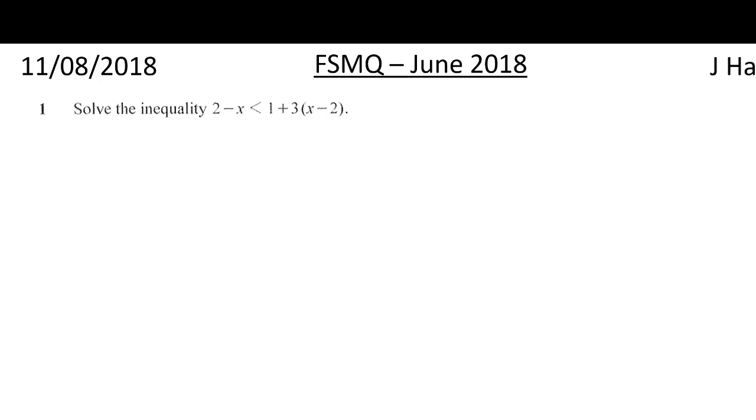June 2018 FSMQ, the last one of the old spec. Solve the inequality 2 minus x is less than 1 plus 3 brackets x minus 2. A nice easy question to start us off with. So we've got 2 minus x is less than 1 plus 3x minus 6.